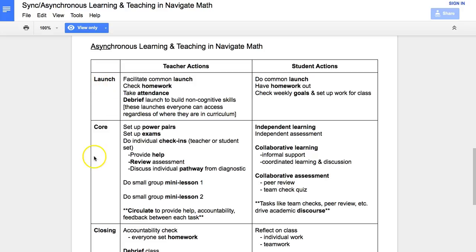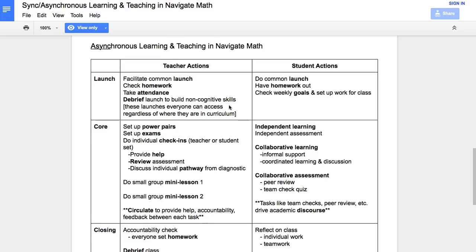First, we still have launch, core, and closing components of the class. The teacher will plan a common launch and will check homework and do attendance while students are attending to the launch. The teacher will also debrief that launch, and it's often done to help build non-cognitive skills, such as growth mindset or any other skills that are currently being worked on by the class. This is because students, regardless of where they happen to be in the curriculum, can all access non-cognitive skills. So this makes an ideal topic for teachers to use as a launch.